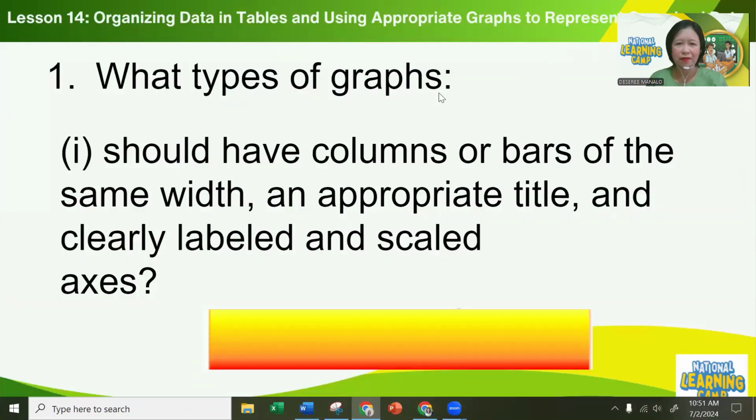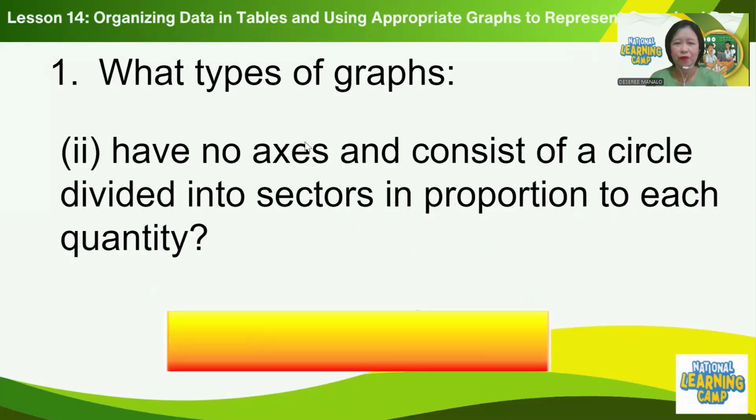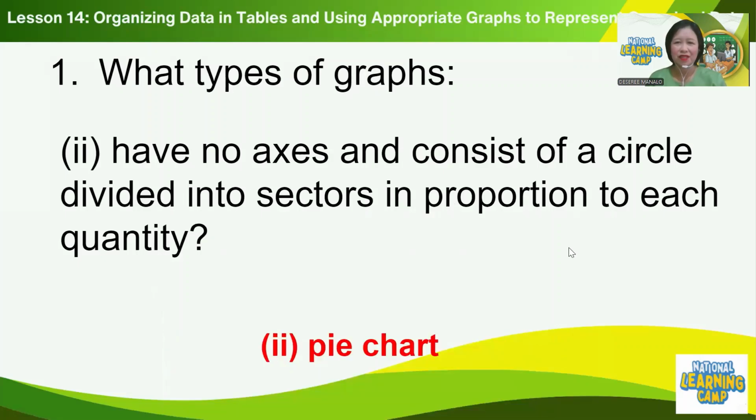First question, what types of graphs should have columns or bars of the same width, an appropriate title, and clearly labeled and scaled axes? The answer is column or bar graph. Number 2, what types of graphs have no axis and consist of a circle divided into sectors in proportion to each quantity? The answer is pie chart.